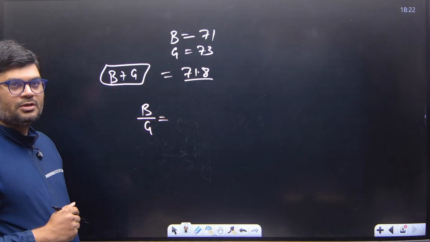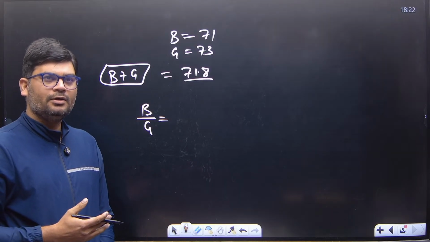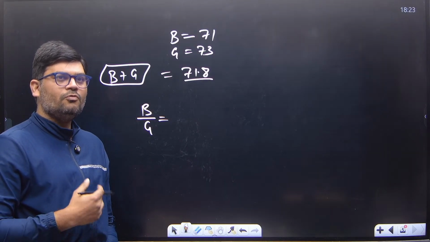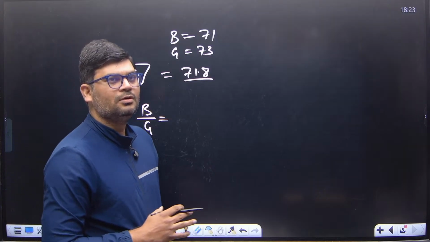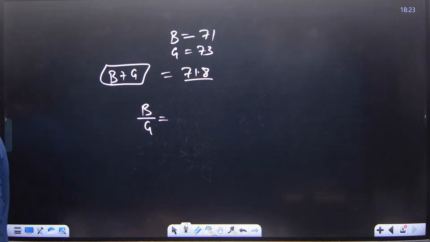B upon G. Okay. So will you give it a try? Or do you want me to help you out? I'd like to try it out first, if I'm not able to get it right. Sure, beta. Carry on.